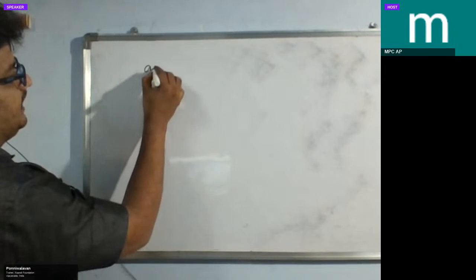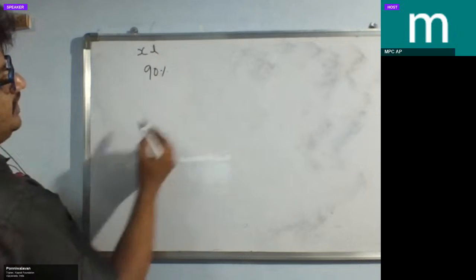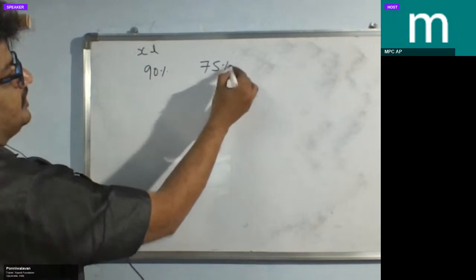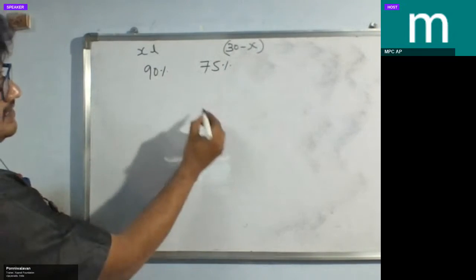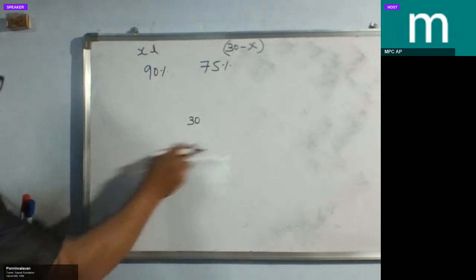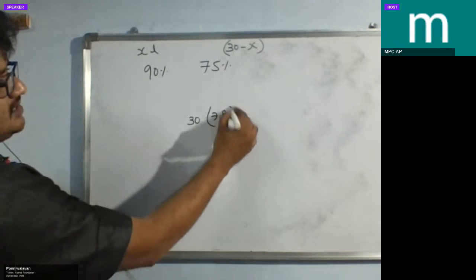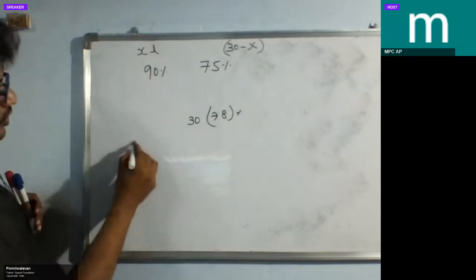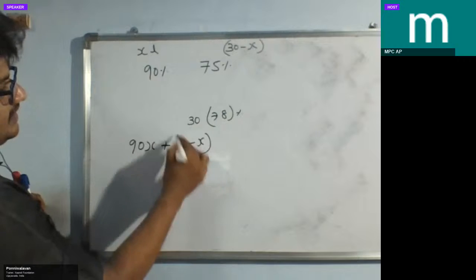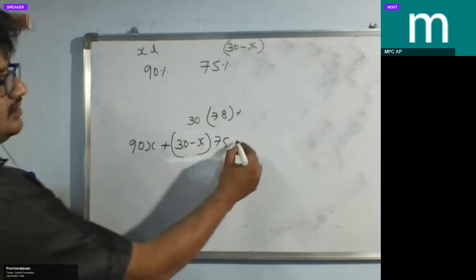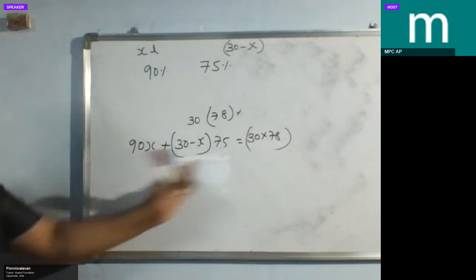Okay, 90%, this is x liters. Take it as x liters. 75%, this is 30 minus x. Why is it 30 minus x? Because totally they have given 30. Then 30 into 78, this is 78%. So you have to go like this: 90x plus (30 minus x) into 75 is equal to 30 into 78. If you put it like this, you will get the answer.